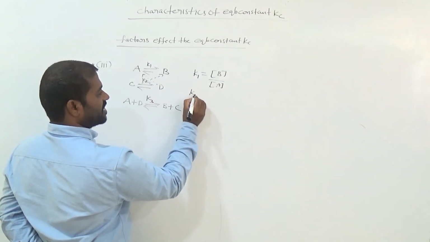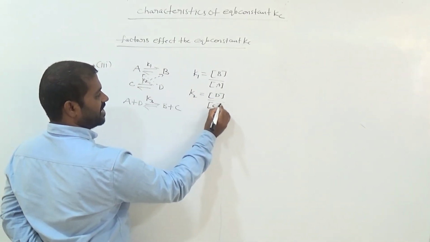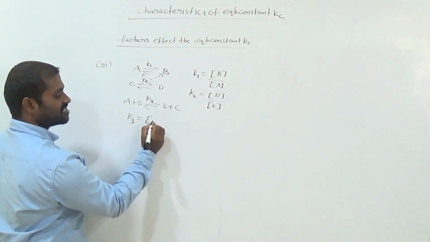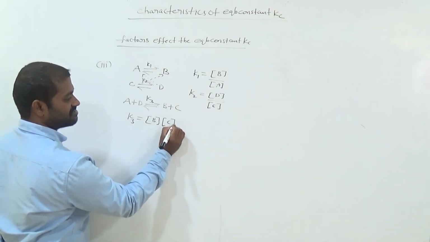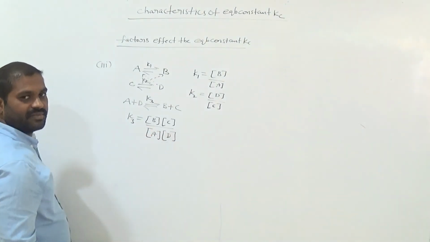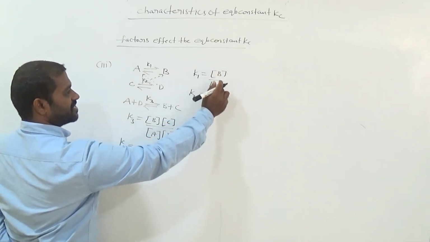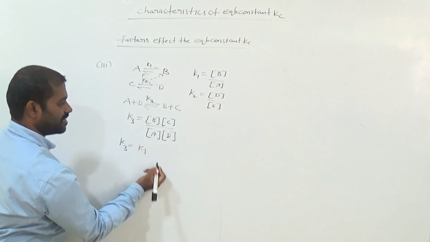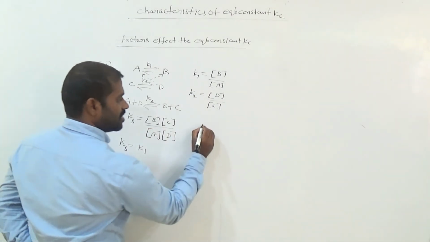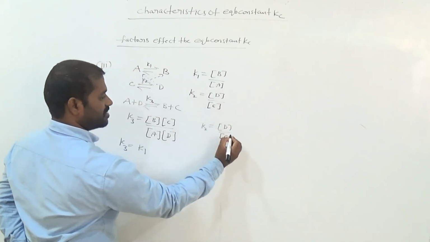What about the K2 expression here? Molar concentration of D by molar concentration of C. Am I right? Come to here. What is the expression for K3? Molar concentration of B, molar concentration of C by molar concentration of A, molar concentration of D. Am I right? So B by A, from this expression, is taken as K1. What about C by D? K2 is equal to D by C. Am I right?